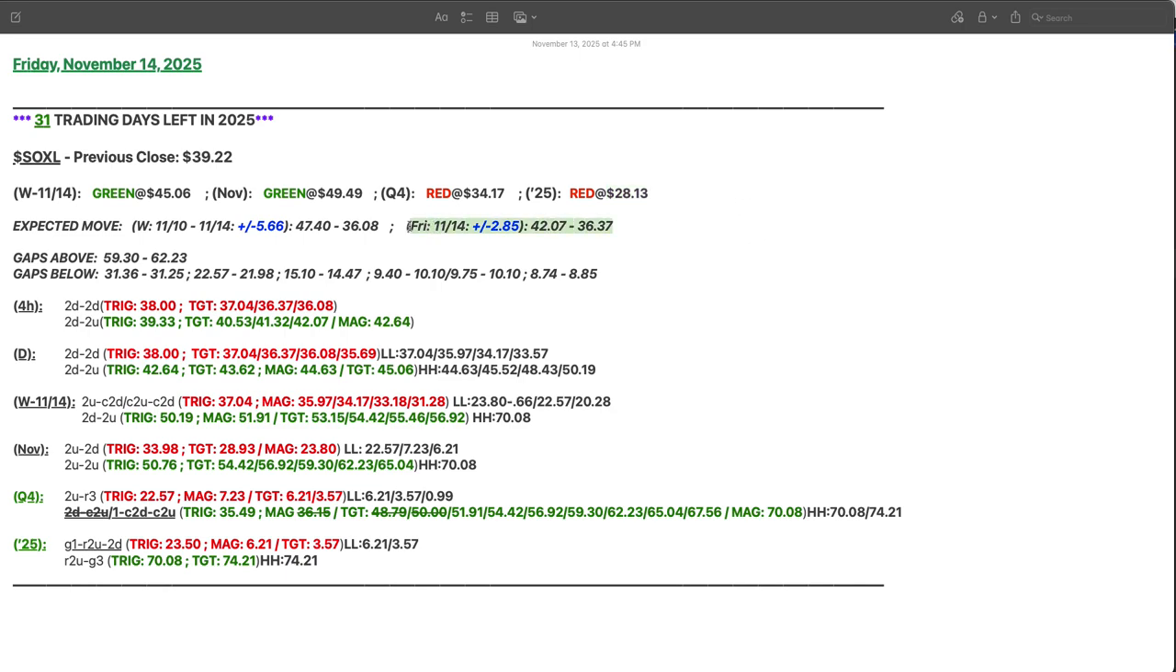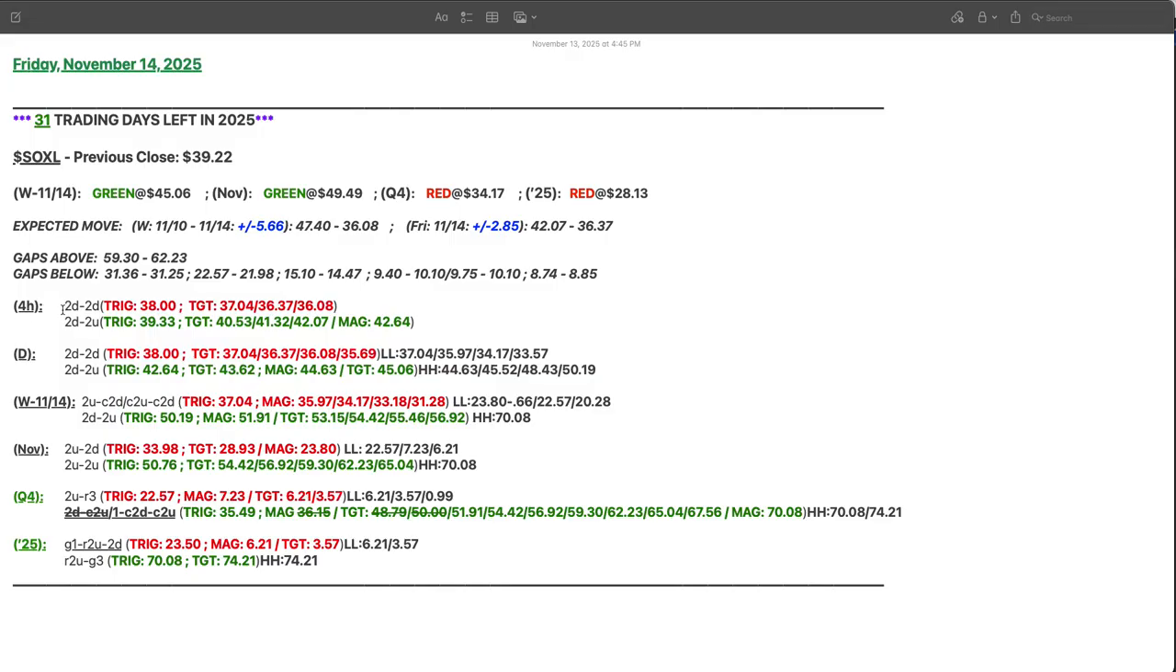Then we've got the expected move that we talked about earlier, plus or minus $2.85, giving us a range of 42.07 to 36.77. And then, of course, we know where the gaps above and gaps below are. Now, the scalping chart, 5-minute time frame, we went over that early in the morning. You want to look for higher lows at or above opening print to get into calls, and you want to look for lower highs at or below opening print to get into puts.